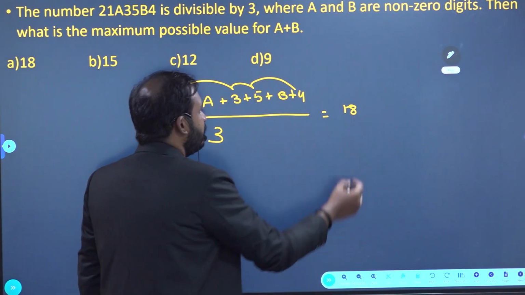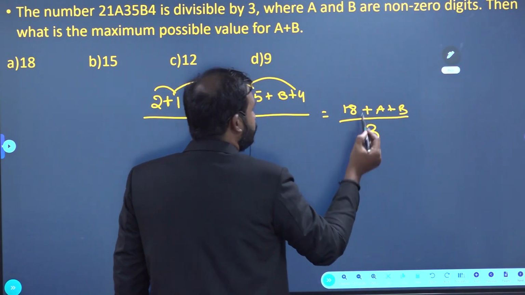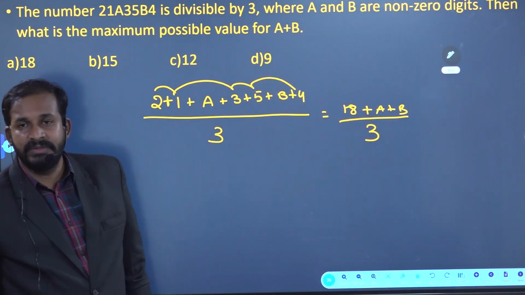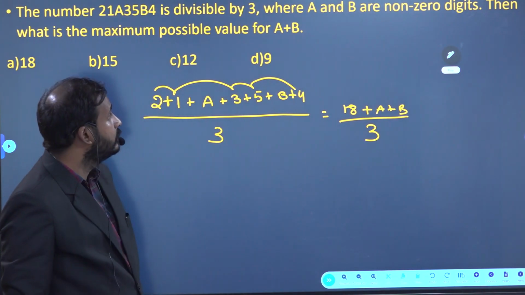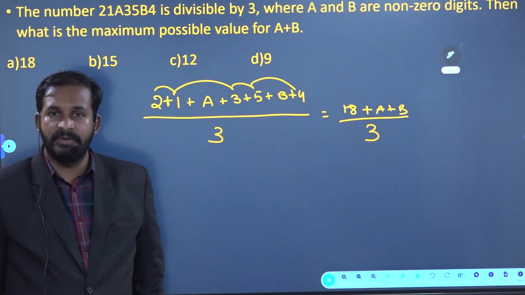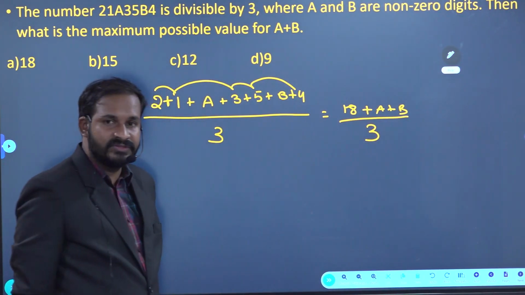18. I am left with what? 18 plus A plus B. That is equal to 3. Now what is the divisibility rule of 3? Sum of the digits should be divisible by 3. Now here 18 plus A plus B should be divisible by 3.